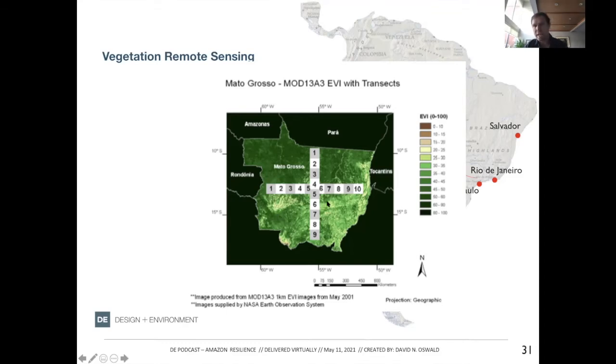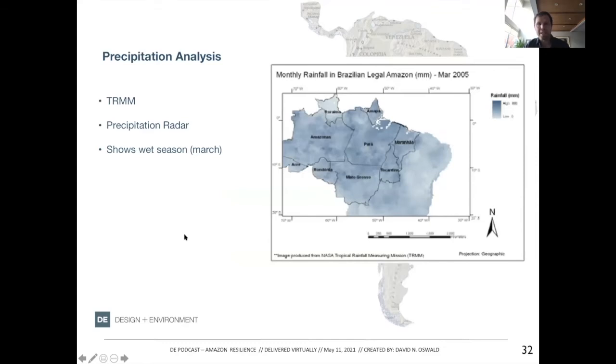Okay. And the scale on the right tells you 0 to 10 means bare earth, and then up to 100 means it's completely green and in fact oversaturated. So super, super vegetated. Okay. So that's vegetation. That's going to tell us the state. Is it a rainforest, or is it a savanna, or is it in some sort of transition zone?